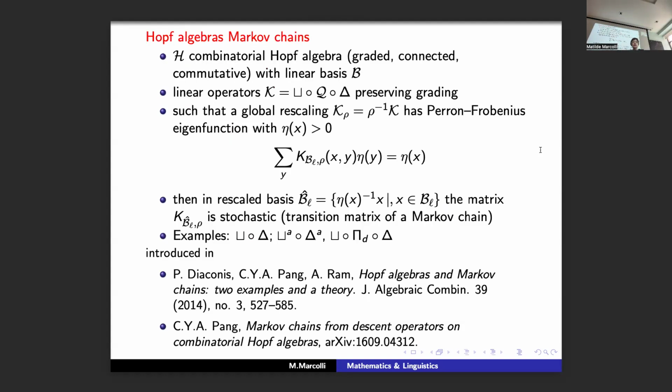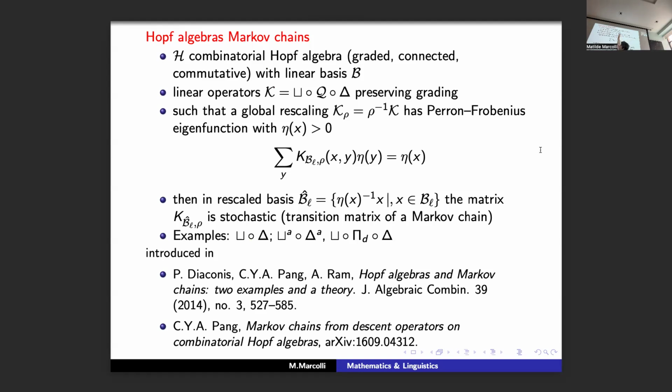As I said, there is this theory of Markov chains in Hopf algebras. The first paper on this topic is from Diaconis, Pang and Ram, and Pang did a PhD thesis that was about these Markov chains in Hopf algebras. So in general, these are cases like what I just described, where you have a linear operator that preserves the grading on your algebra, and that in general is of this form.